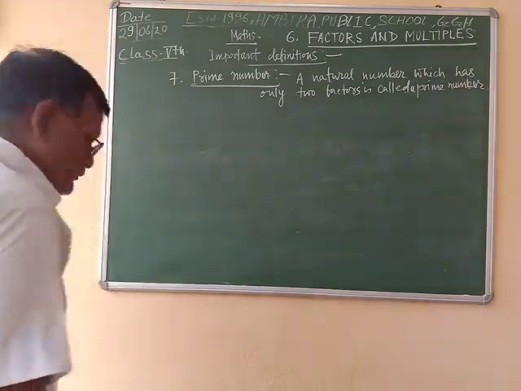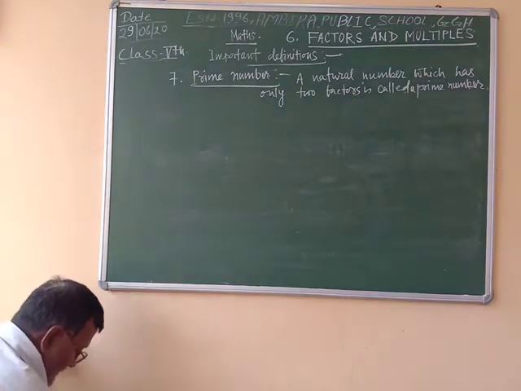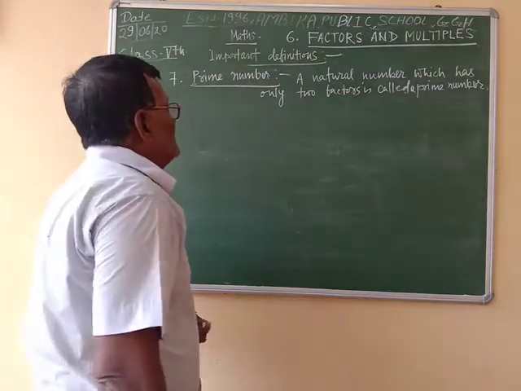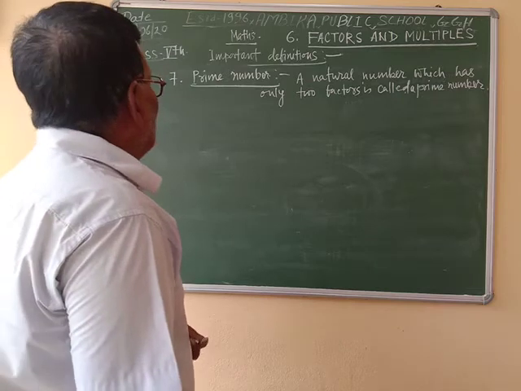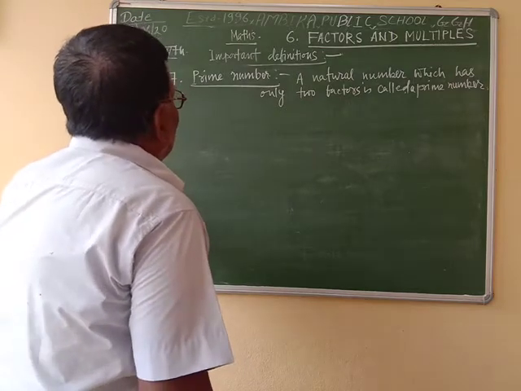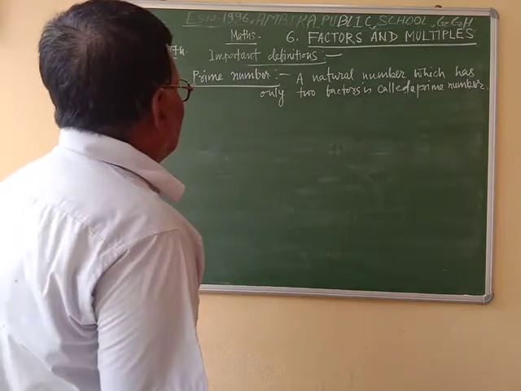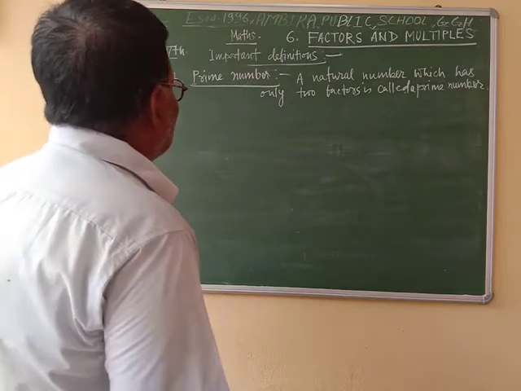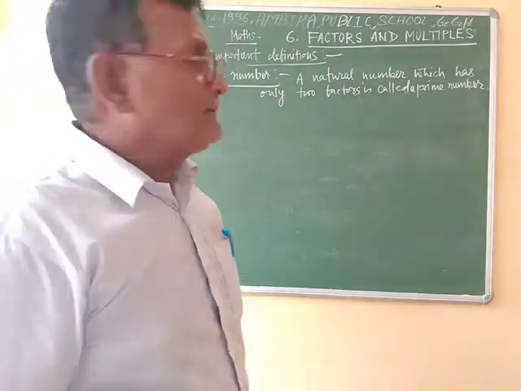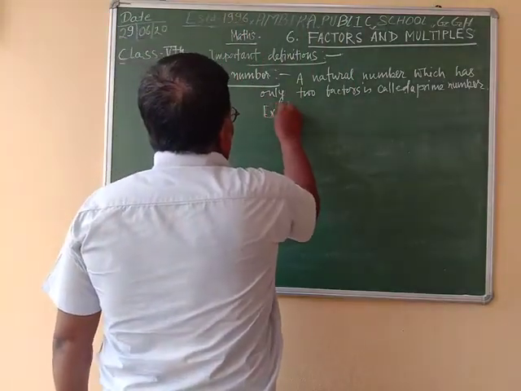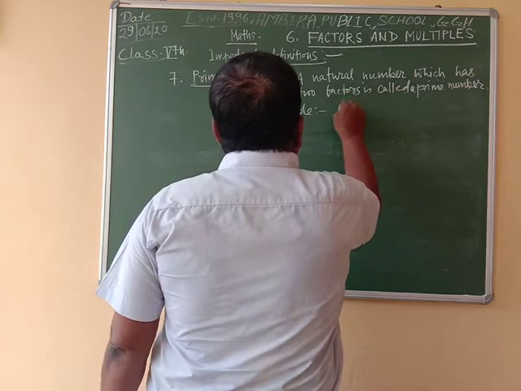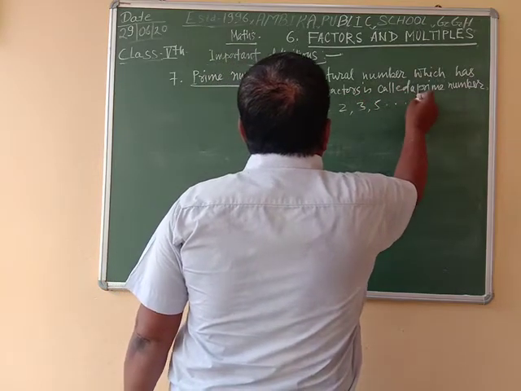As for example, 2 is a prime number because 2 is divisible by 1 and 2 only. So factors of 2 are 1 and 2. And 3 is also a prime number because 3 is divisible by 1 and 3. So a natural number which has only two factors is called a prime number. Examples of prime numbers are 2, 3, 5, etc.